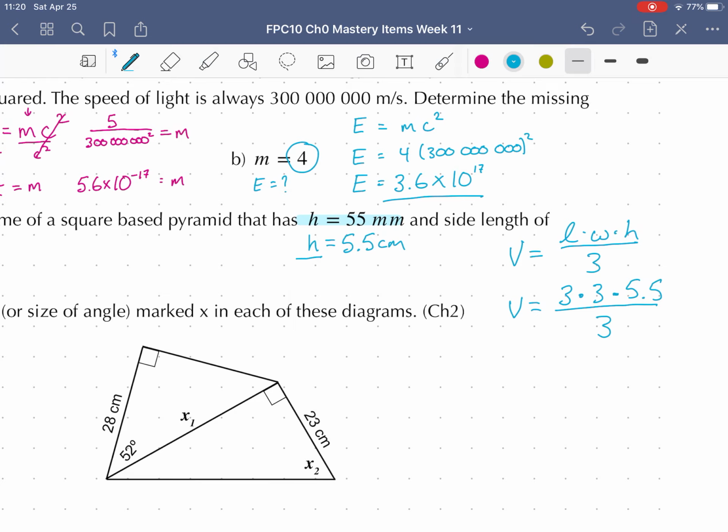Now, because it's all multiplication in my numerator, I can actually do some simplification. I can cancel those two out. My volume is just going to be 3 times 5.5. And 3 times 5.5 is 16.5 centimeters cubed. There's my final answer.